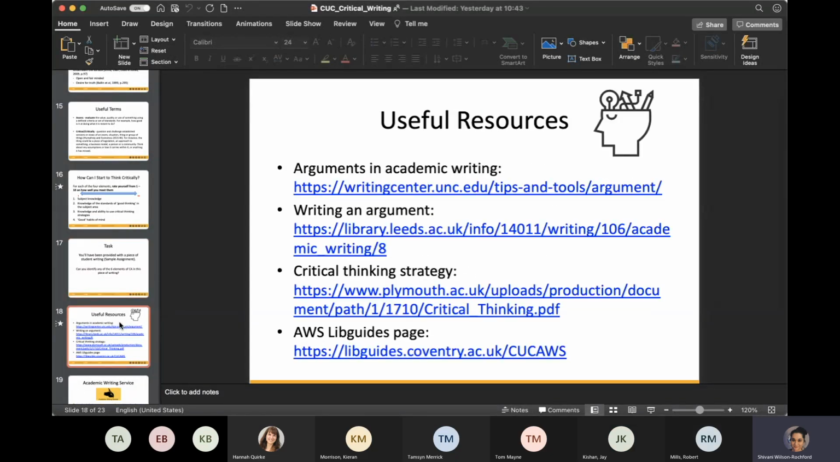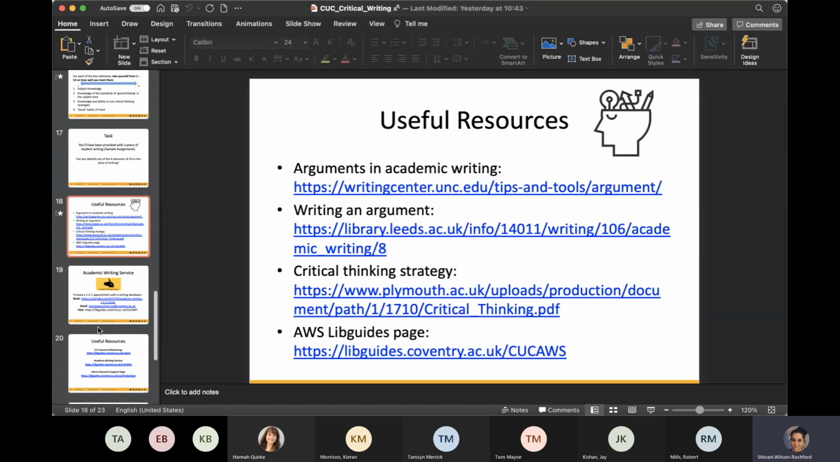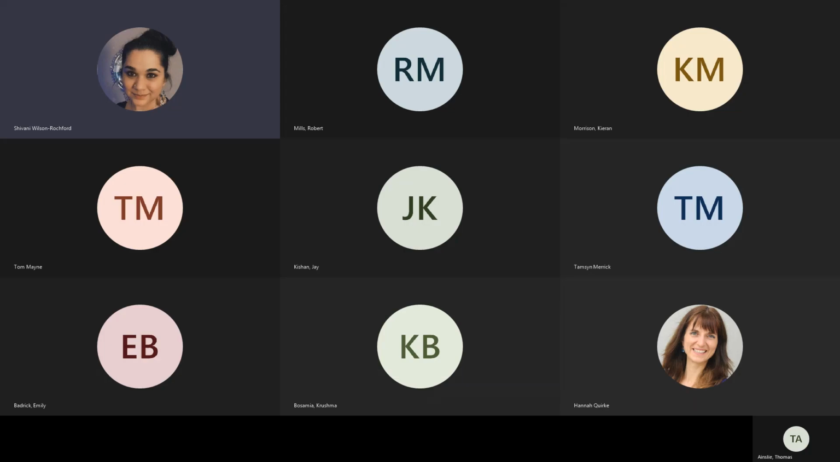Okay, so before I ask questions, I'm just going to show you some of the resources that we've got on our LibGuides page that are fairly recent.